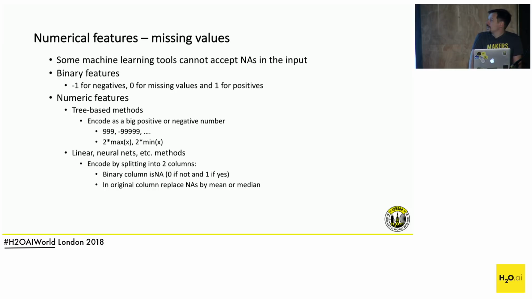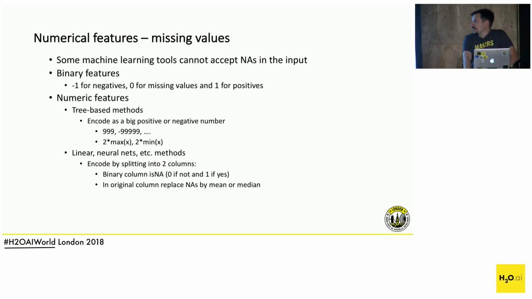And for missing values, there is a general approach. For example, if you have a binary feature with a missing value, you can encode them as -1 for negative, 0 for missing values, and +1 for positive examples, which works for a lot of machine learning algorithms.